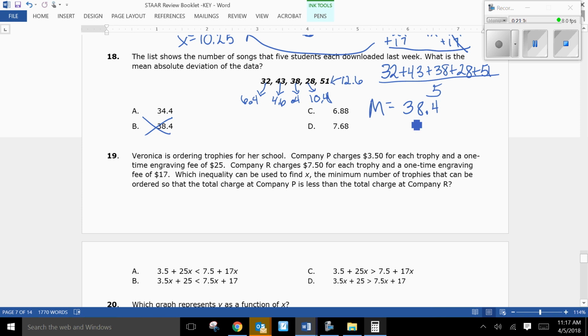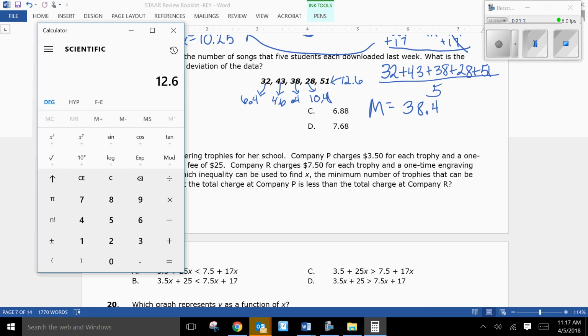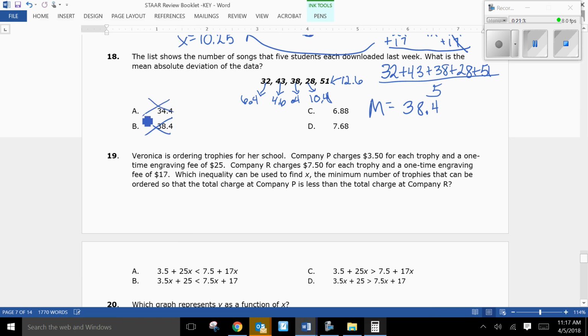And now I want the average distance. So I'm going to take those same numbers. I'm going to add them all up. 6.4 plus 4.6 plus 0.4 plus 10.4 plus 12.6. And I want my average distance. This is my total distance. So I'm going to get rid of this one so I'm not confused.